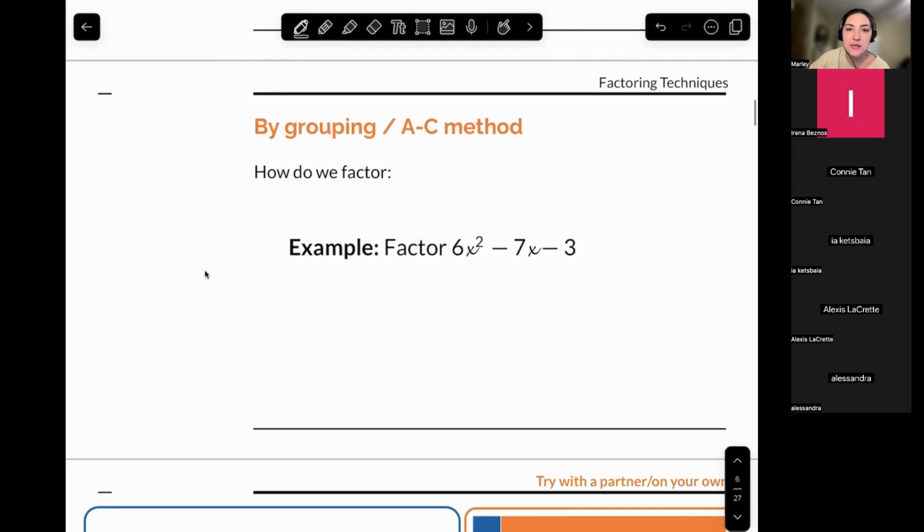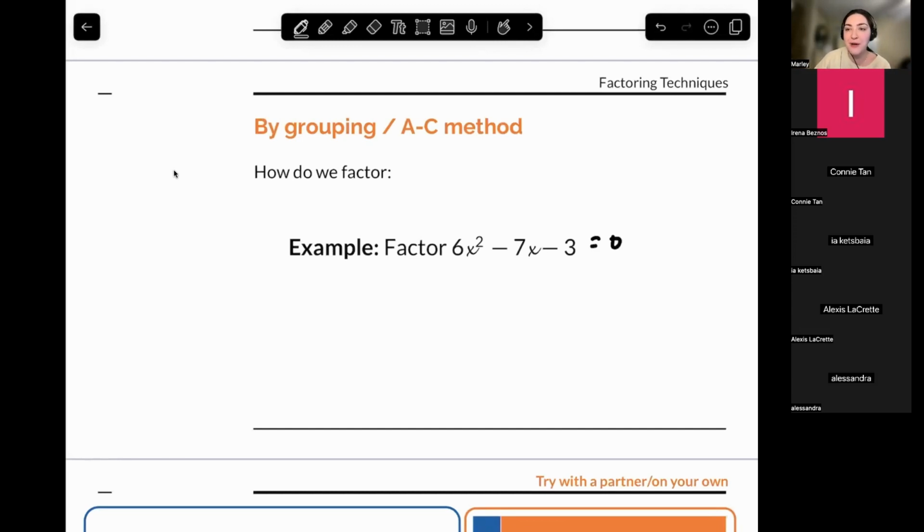There's another factoring technique of by grouping or using the AC method. I'm sure a lot of you know it. Again, we have the tool Desmos. We can always use that to solve. So if we don't want to remember this method of factoring, we don't have to. We could always use Desmos in order to solve for our values of x.